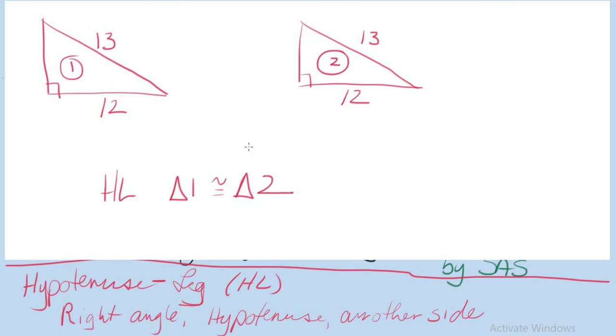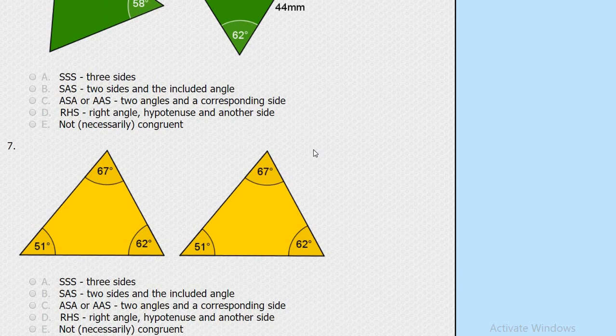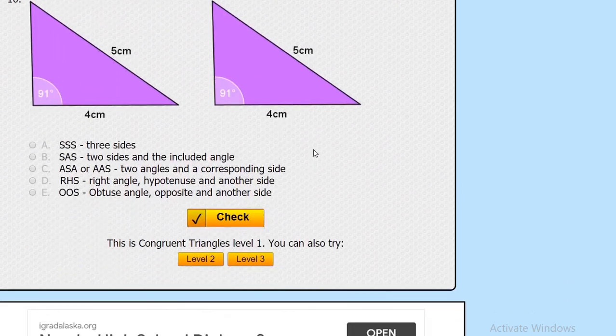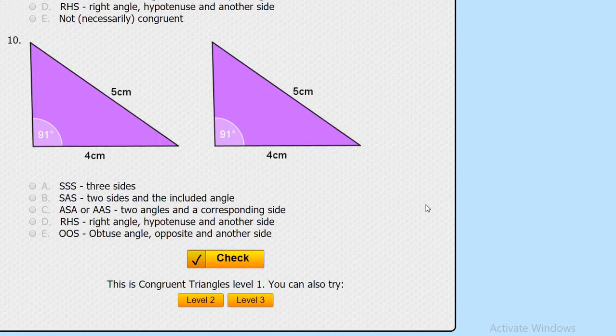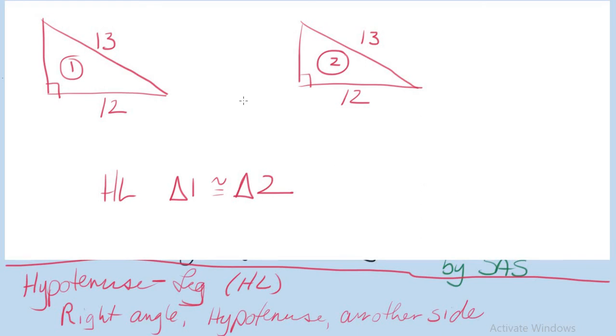On the little optional quiz thing, let me look and see if I can figure out what it is really quick. I know you can see this, and that's okay. No. Oh, they call it RHS. There it is. So on the optional homework thing, they call it RHS, right angle, hypotenuse, side.